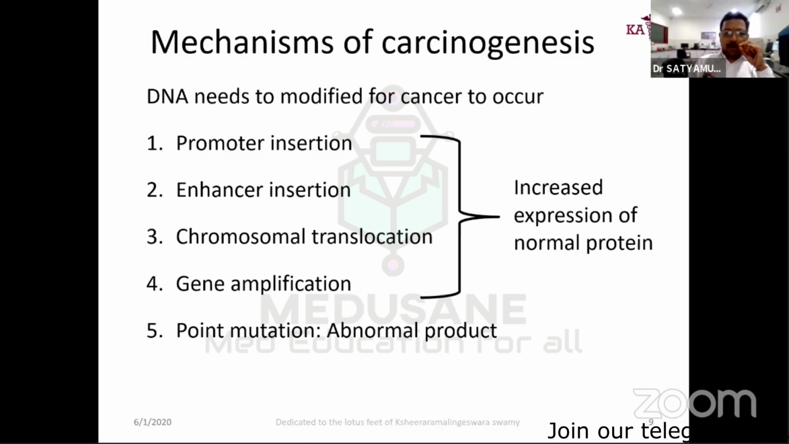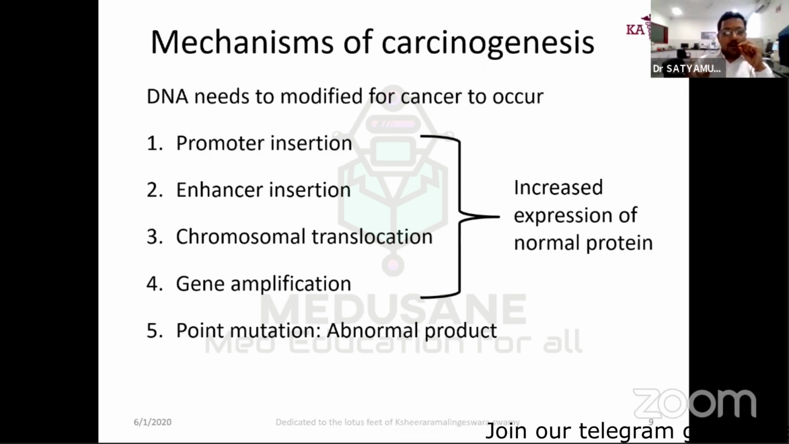DNA needs to be modified for cancer to occur, because a normal DNA is not cancer DNA in a cell, and that DNA has to undergo these modifications to produce a carcinogen. And this DNA is specifically called an oncogene. Those oncogenes we'll discuss in the next part.